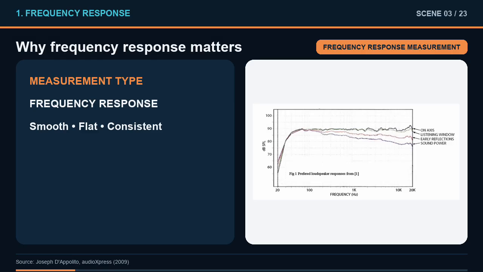The listening window response averages several positions across the normal seating area. It should remain similar to the on-axis response, apart from a gentle roll-off at the highest frequencies. Early reflections describe the first strong sounds returning from nearby room boundaries. Sound power represents the speaker's total output in every direction. In a well-behaved design, these curves change smoothly rather than showing abrupt peaks and dips.